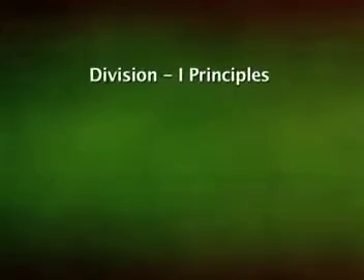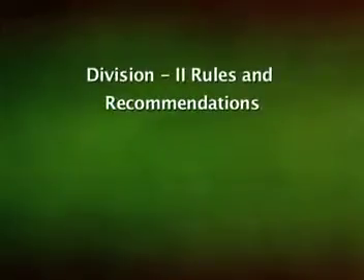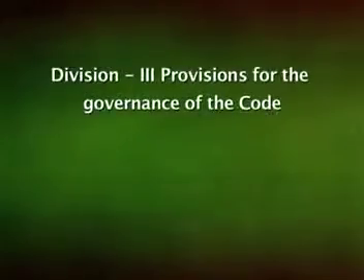The Vienna Code 2006, which is at present available, is divided into 3 divisions: Division First, Principles; Division Second, Rules and Recommendations; Division Third, Provisions for the Governance of the Code. In addition, there are 5 appendices in the code. The principles form the basis of botanical nomenclature. There are 6 principles on which the International Code of Botanical Nomenclature is based.